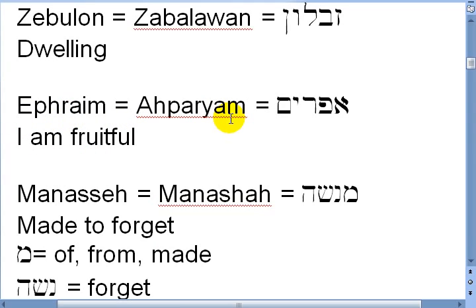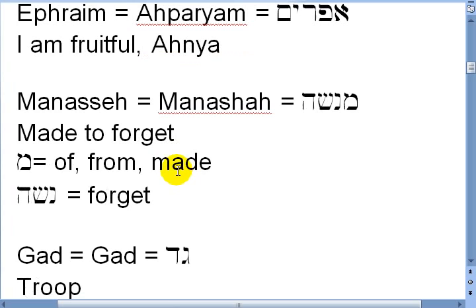Ephraim, Aparyam, I am fruitful. The A at the beginning of a word is I or I am, which the longer form at the beginning would be Anya, which is me or my or I. So Anya is I am fruitful, and then par, what you see right here, par is fruit, and then the yum at the end of the word makes it plural. So Aparyam is I am fruitful.